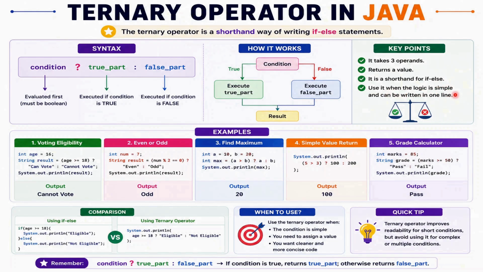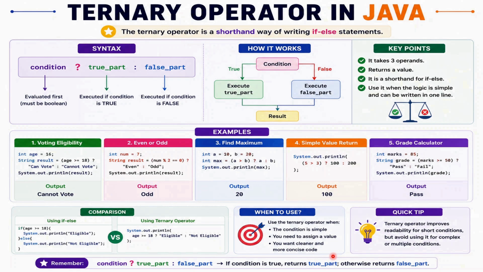Use it when the logic is simple and can be written in one line. These are the examples we are going to see in the practical part. So when do we need to use the ternary operator? Use it when the condition is simple, when you need to assign a value, and when you want cleaner and more concise code.